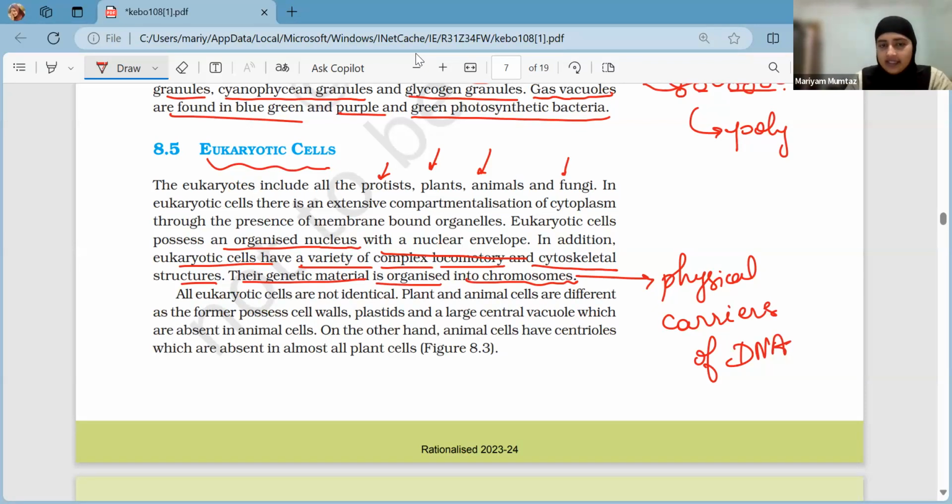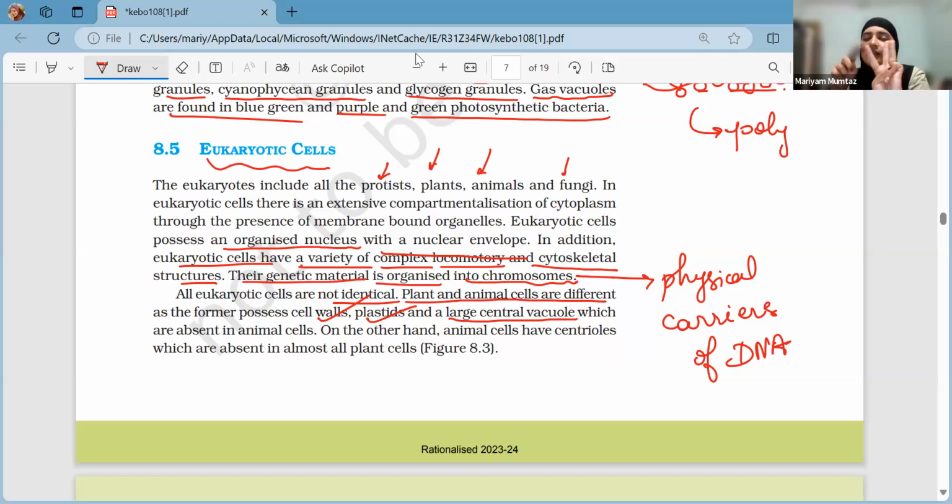Now, all eukaryotic cells are not identical. Plant and animal cells are different, as the plant cell possesses a cell wall, plastids, and a large central vacuole. These three things are present in plant cells but not in animal cells. Vacuole is almost negligible in animals, though some do have. A large central vacuole, a big vacuole right in the middle of the cell, is not there in animals. It is there for plants.